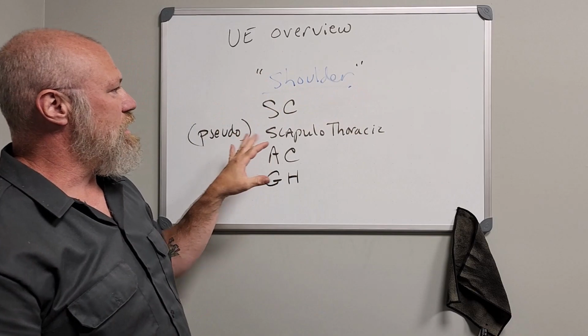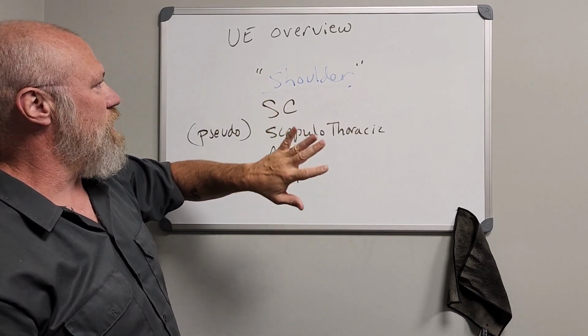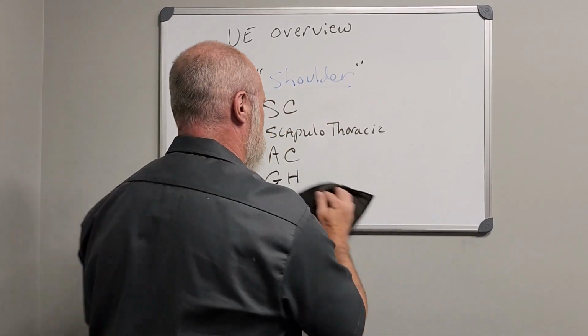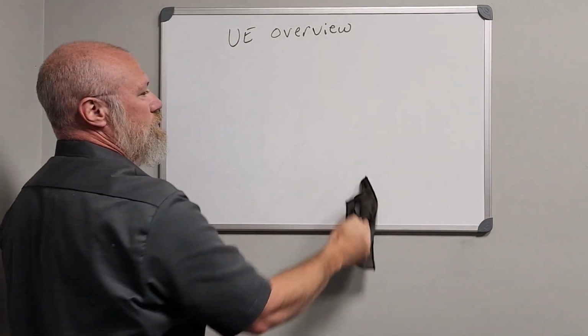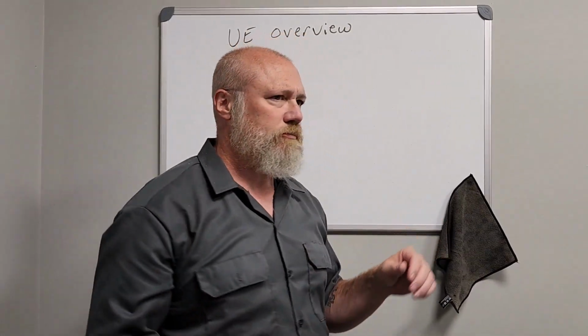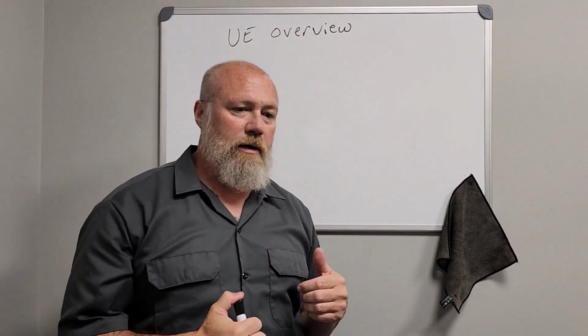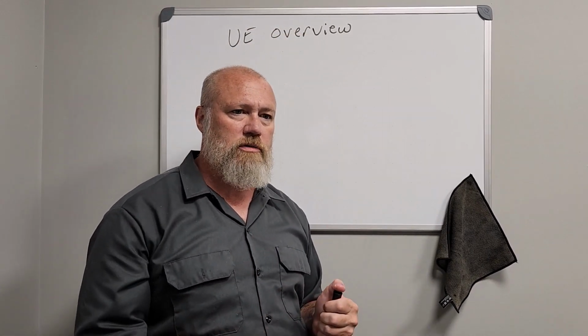So those are the sub-regions or areas of the shoulder that you're going to have to know if you're interested in more specific anatomy. A lot of times people will conflate or misconstrue these terms.